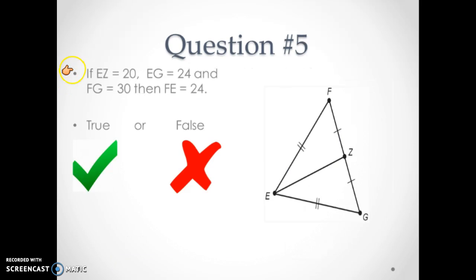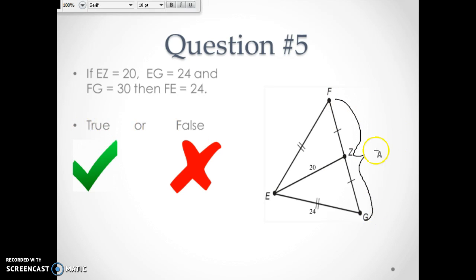Question number 5. If EZ equals 20 units, EG equals 24 units, and FG equals 30 units, then FE is 24. So the question is, is FE over here 24? And the answer is yes, it is.